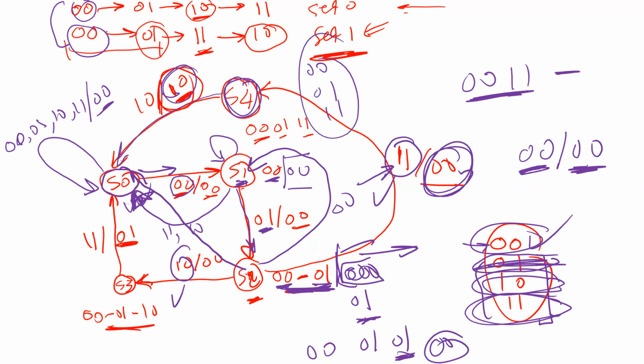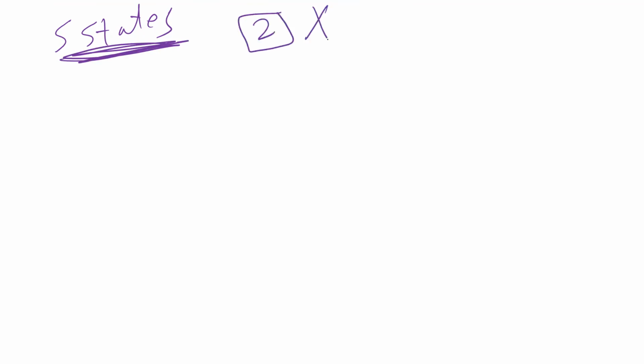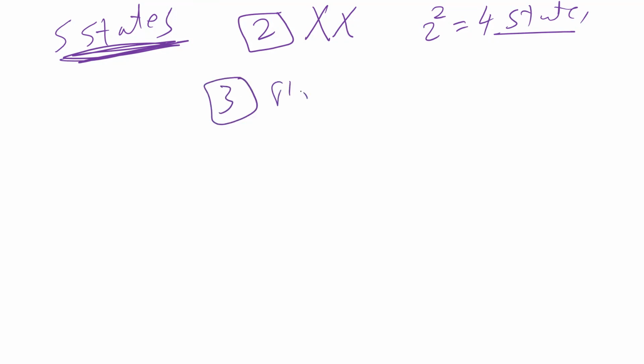So now you can see how many states I have here: 1, 2, 3, 4, 5 states. Because I have 5 states, the first question you need to ask yourself is how many flip-flops I have to use. Can I use 2 flip-flops? The answer is no, you can't. They are not enough. Why? Because 2 flip-flops can give you up to 2 to the power of 2, which is 4 states. But here we have 5 states. That means I have to use 3 flip-flops.